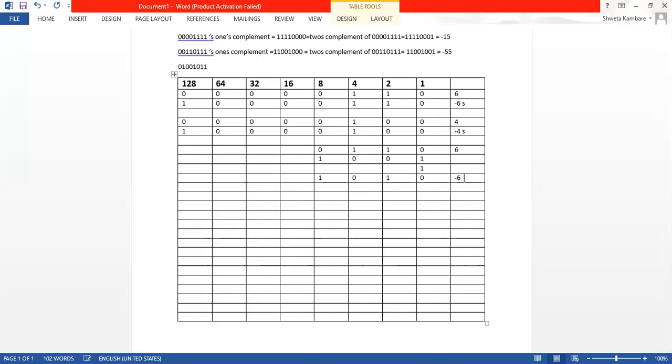Now we are using 2's complement representation. So I will write here T for 2's complement representation, S for sign magnitude representation. See, it's different. All the bits are different.